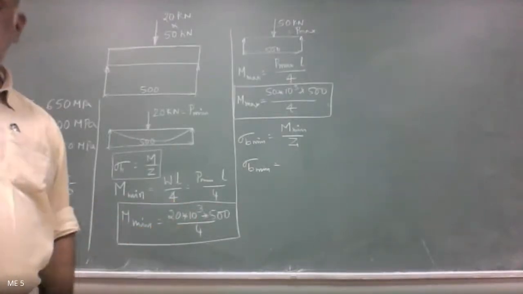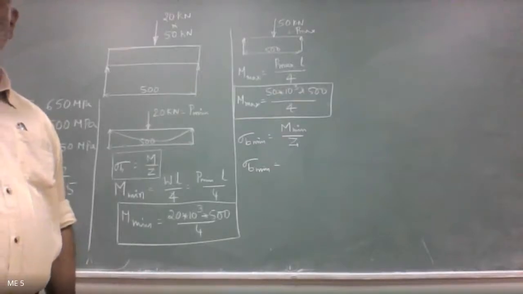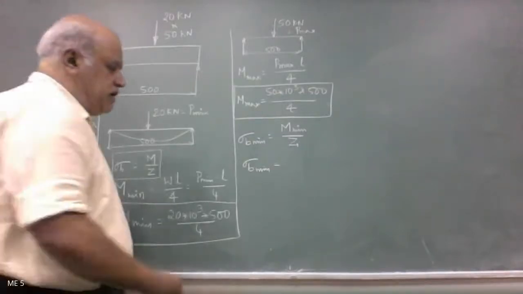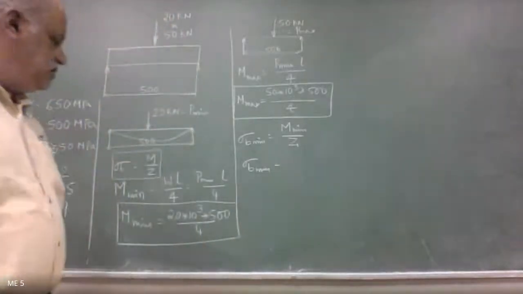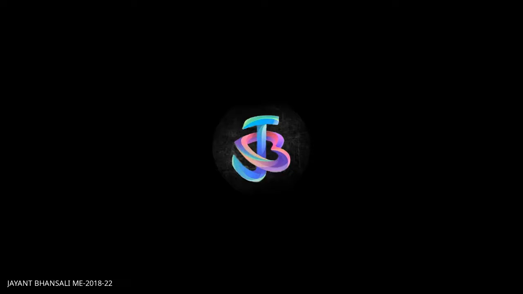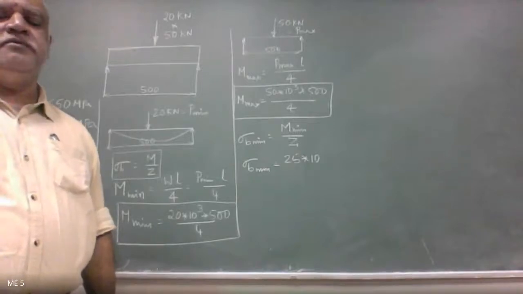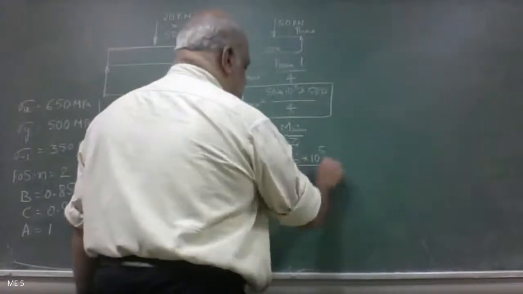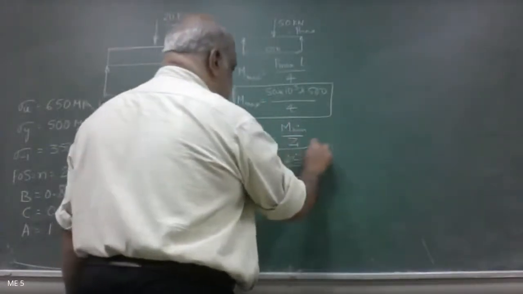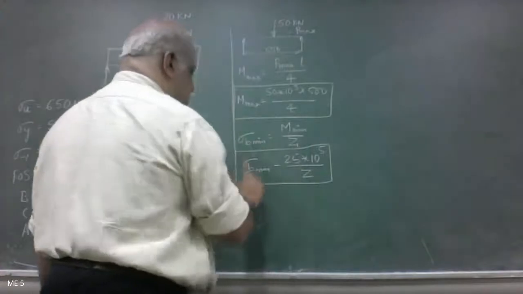M minimum, simplify that, what you will get? 25 into 10 power 5 for M minimum? Please, sigma, come back. 25 into 10 power 6 or 10 power 5? 6 or 5. Yeah, divided by Z. This is sigma B minimum.